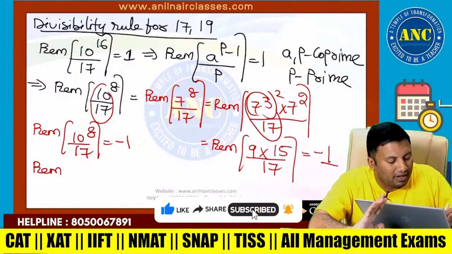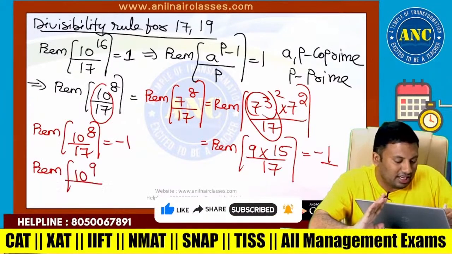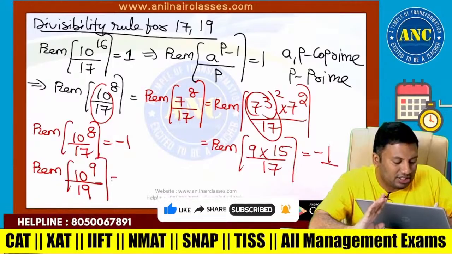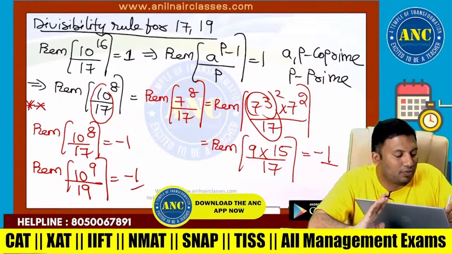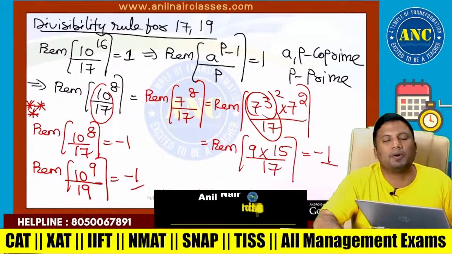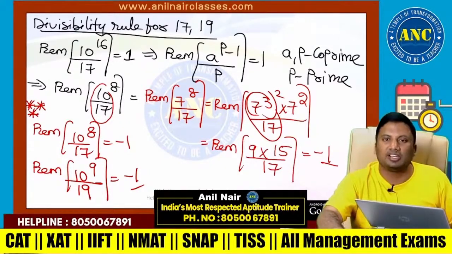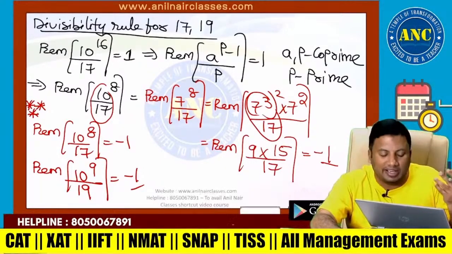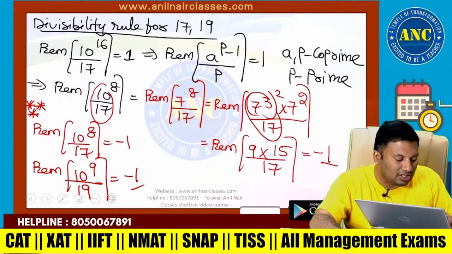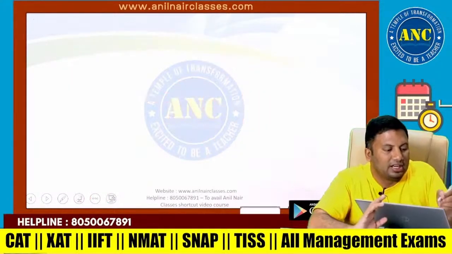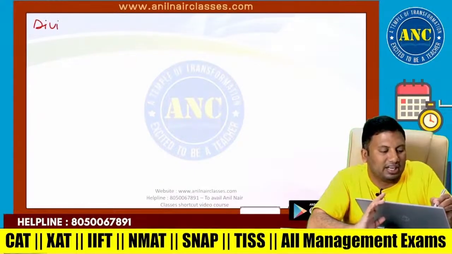Similarly, if you do 10 power 9 in the same way, divided by 19, it is minus 1. Very, very important for advanced level problems. 10 power 8 divided by 17 is minus 1. 10 power 9 divided by 19 is minus 1. So from this concept, you can develop the divisibility rule for 17.